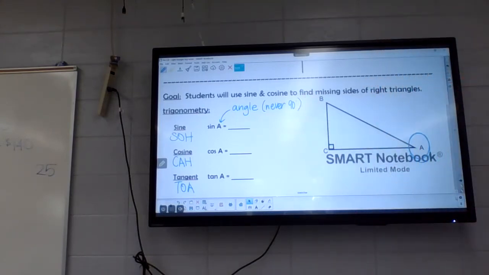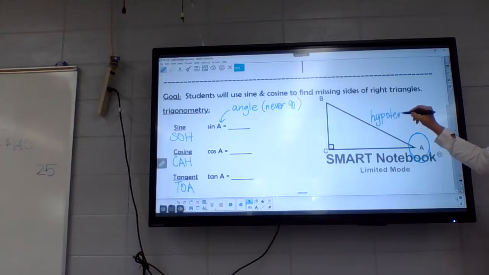What side do you guys want to label first? Doesn't matter. Which one do you want to label first? You really want to label, I would say not to label that one first, but you could. The hypotenuse. Let's label the hypotenuse first. I like labeling the hypotenuse first as well.